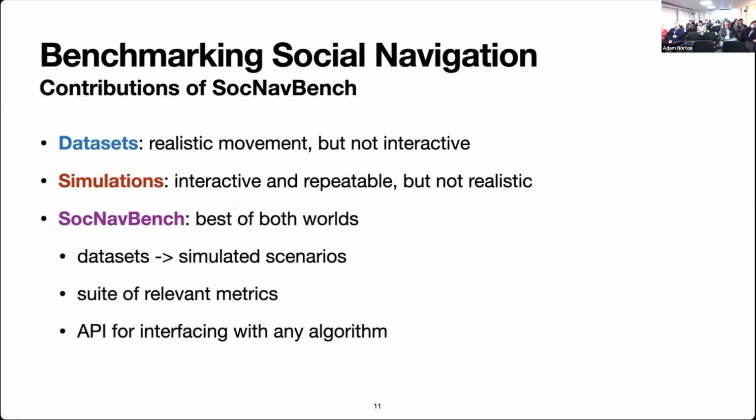And it has a very nice API so that any algorithm that takes in RGB and/or depth data can operate within those environments, just like it would in the real world.